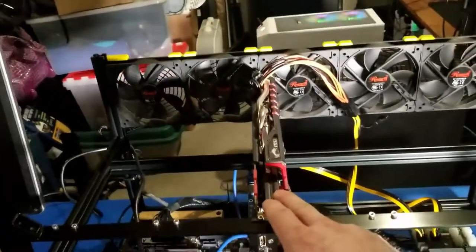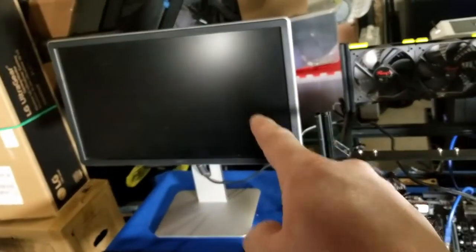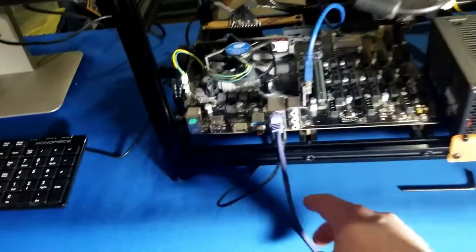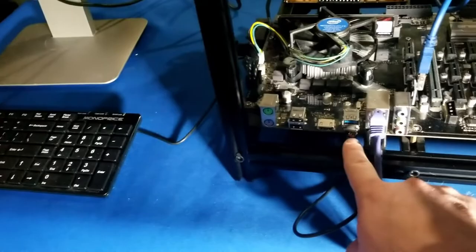So outside of that, we have our card here. We have it plugged into DVI going into this old Dell monitor. Everyone's got one of these sitting around, I feel like. In addition to that, we also have a keyboard plugged in, we have our Ethernet plugged in, and then here is the USB drive that we installed HIVEOS on.